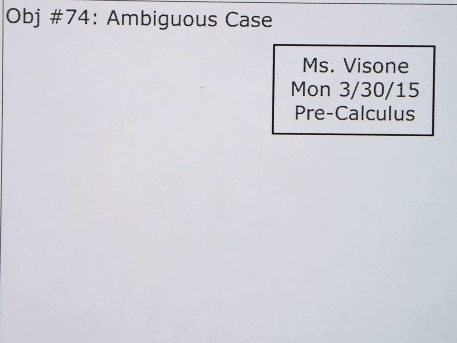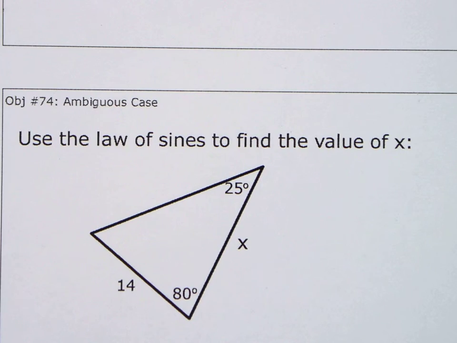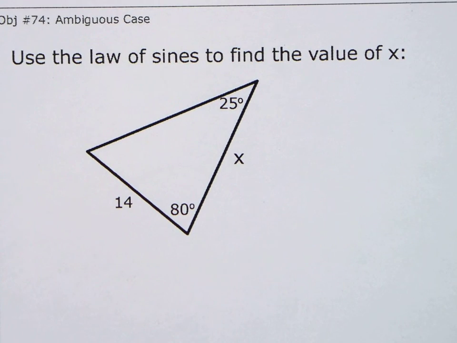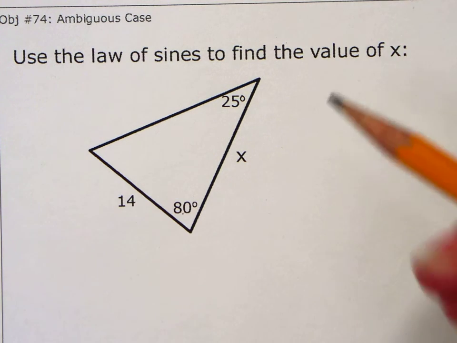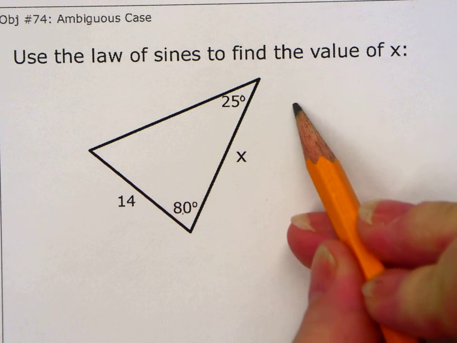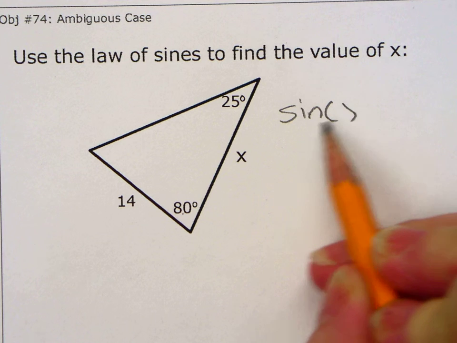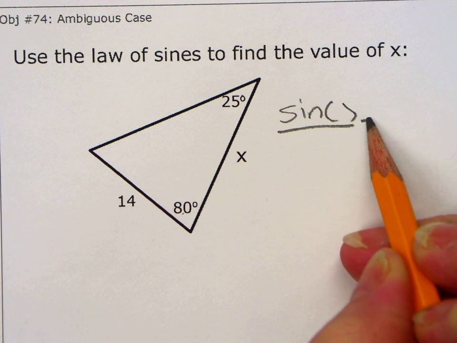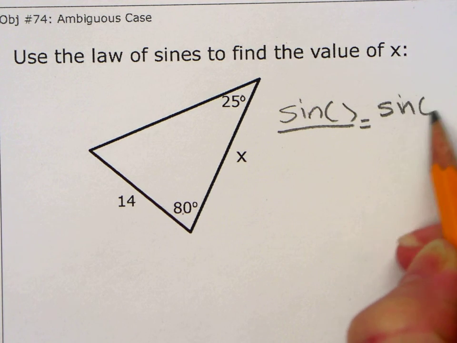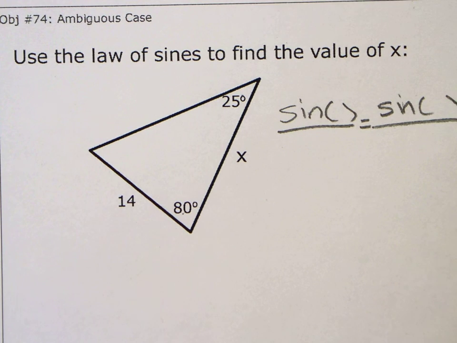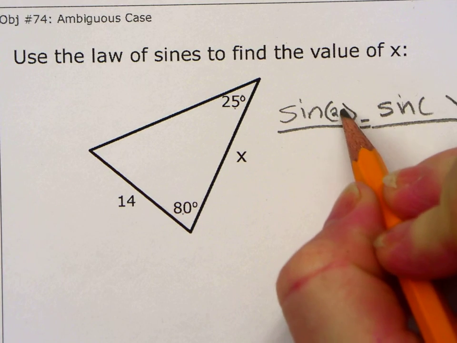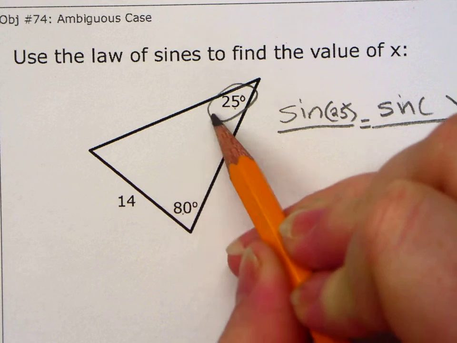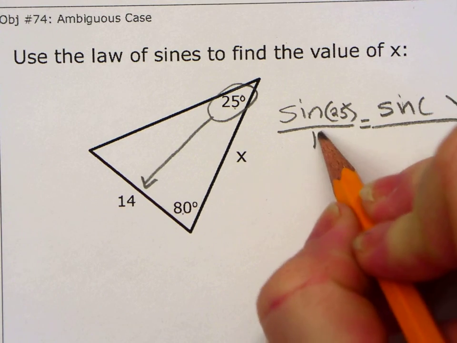All right, so let's do a quick review of the Law of Sine in general. We have a triangle. I'm given two angles and a side. The Law of Sine is the sine of an angle divided by the side across from it equals the sine of the angle divided by the side across from it. So what angle do we have with the side across from it? 25. What's across from the 25? The 14. So that goes underneath.